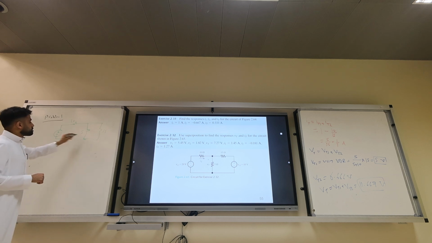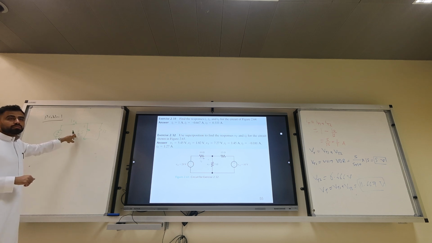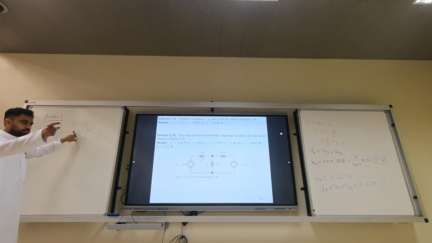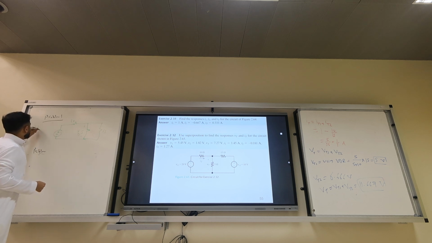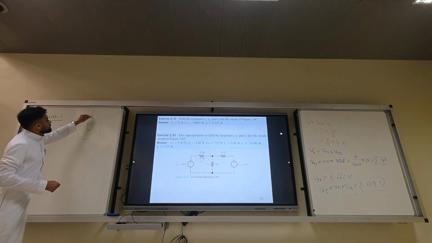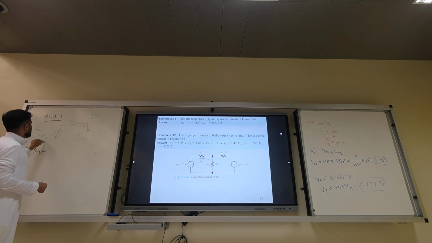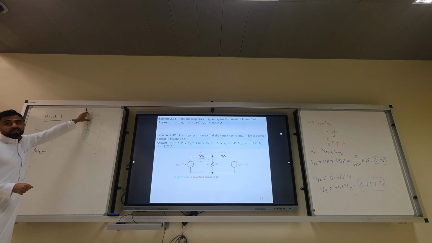So he wants VT1. I call this VT1, but Nakhli doesn't like it, so you can call it V1. VT1 equals, the parallel combination between 15 and 5 is what? 3.75. So use VDR: 3.75 over 10 plus 3.75, times 20, because I'm replacing this parallel with a single resistor.